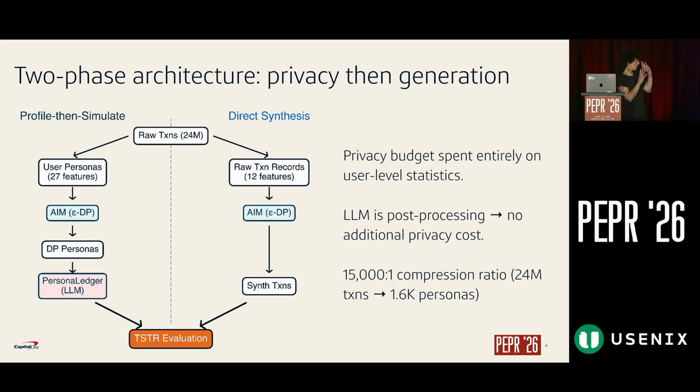So what I just talked about was profile then simulate. That's the 2 phases of: first we take the raw transactions, we distill them, we protect them with DP, and then we use PersonaLedger to generate realistic transactions from those personas. On the right-hand side, direct synthesis is our baseline that we compared it to. In this case, we took the raw transaction records from the users in the training set and ran them directly through AIM to generate differentially private transaction logs. And then at the bottom, we compared the 2 data sets, the synthetic transaction logs, one from PersonaLedger and one from direct synthesis.